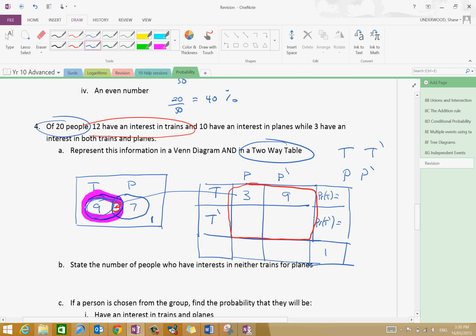Now, therefore, 3 plus 9 is 12. And all of this has to add up to 20. What about this one here? What's in this column? 1. Thank you very much. And that is there. And what is not T that's P? 7. And what do they all add up to? 20. They add to 20. And their probabilities would add to? 1. Excellent. I'm going to stop the video there.